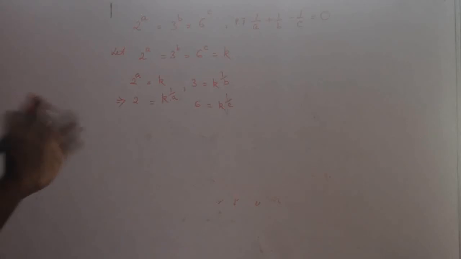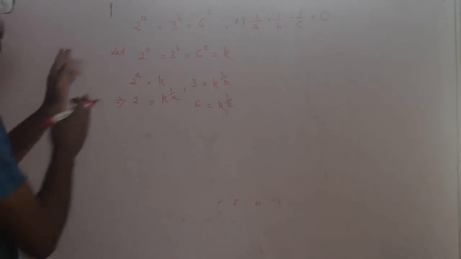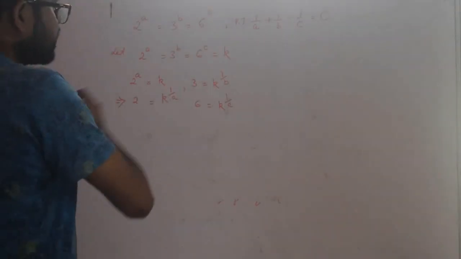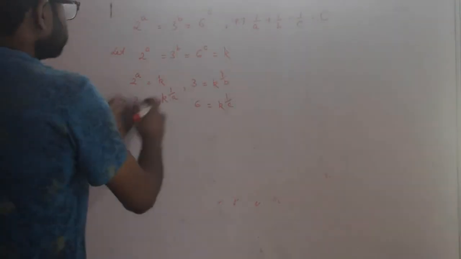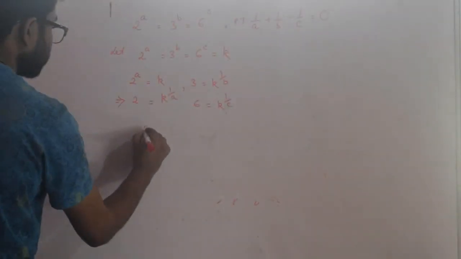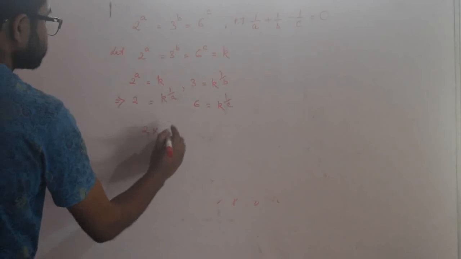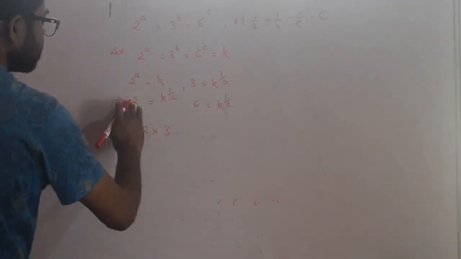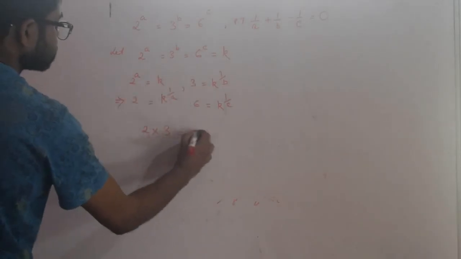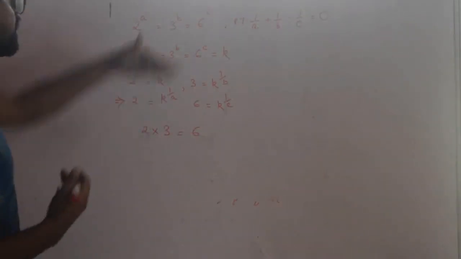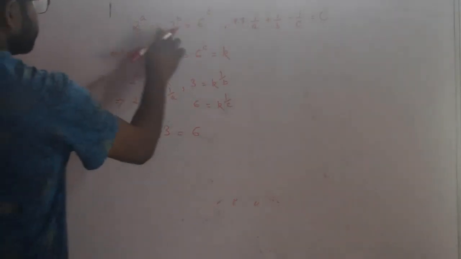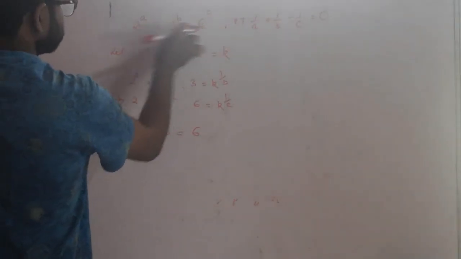But what we can see here, if you look at the bases 2, 3 and 6, I think they have a relation. 2 into 3 is equal to 6. So the second condition will be nothing but, from the given bases, we are finding the relation between all the bases. So that means 2 into 3 we are getting equal to 6. So in this type of question we did not need the second condition, because these are numbers and we can find a relation between these numbers.